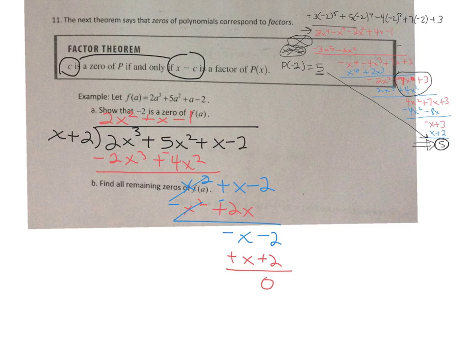So that means that negative 2 is a 0 of f of a, or f of x. Now, the second part says find all the remaining zeros of f of a. So we're going to take this quotient right here and set it equal to 0.